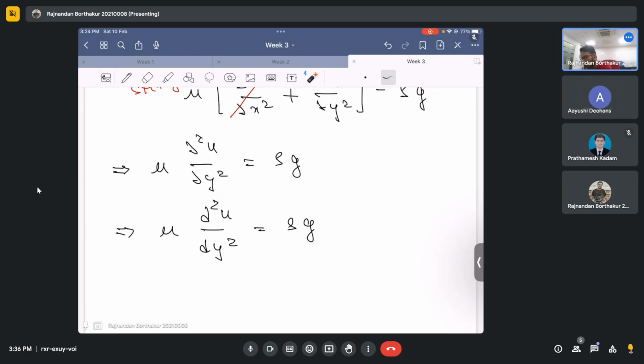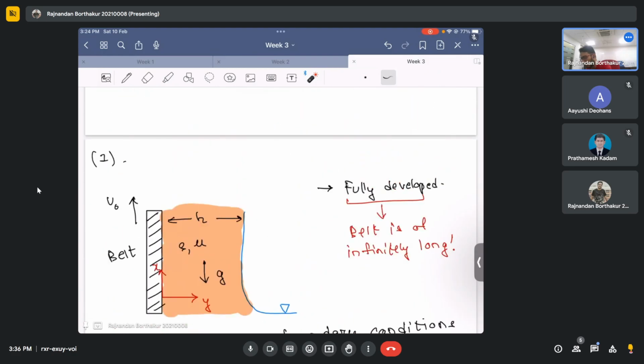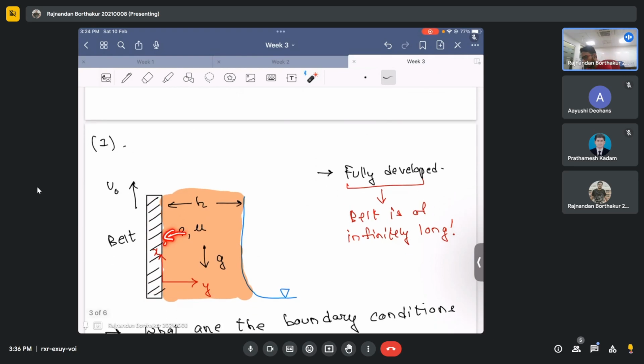Yes, exactly. The viscous drag that the belt is exerting on the fluid is in the upward direction. That is because the fluid exerts a force on the belt in this direction, and that's why the belt exerts this force on the fluid in the upward direction. If I take this fluid to be my control volume, then the viscous drag is in this direction, and the gravitational force is in this direction. So there is a balance between the gravitational force and the viscous drag.